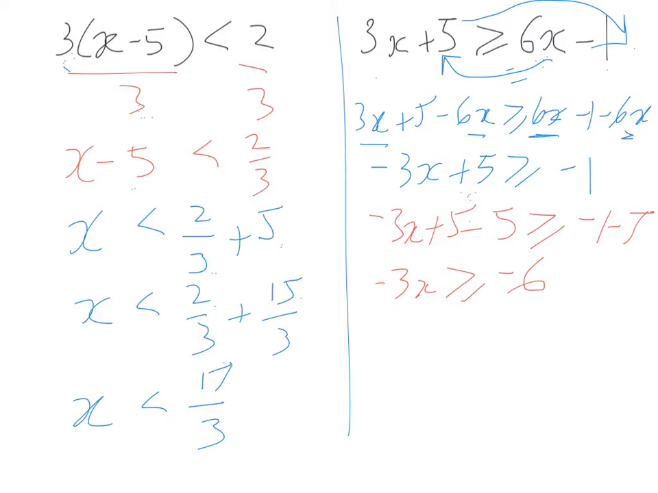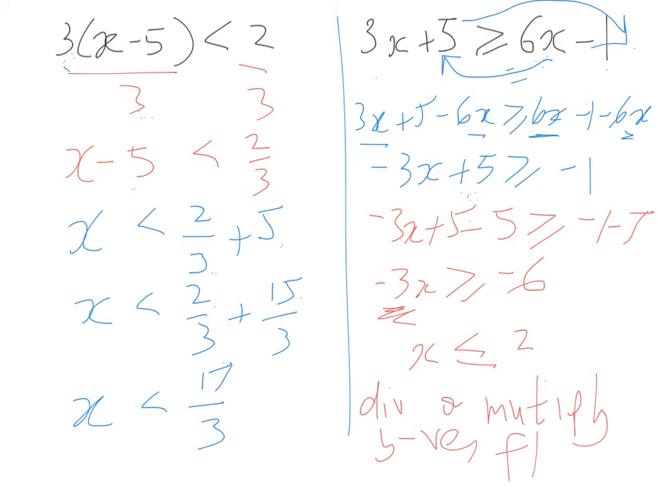Okay, one more step. We're going to divide both sides by negative 3, but because we're dividing by a negative number, what do we do? That's right, we flip the sign. So x will be less than or equal to 2. And that's what we do. So if we divide or multiply by a negative, we flip the sign or the symbol. So that's the way we solve those two.